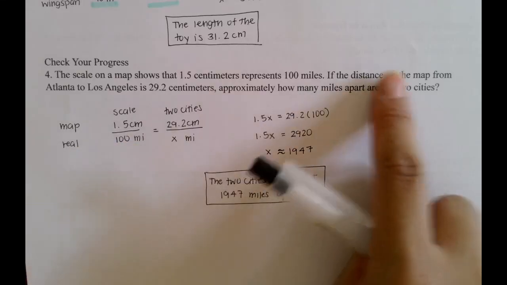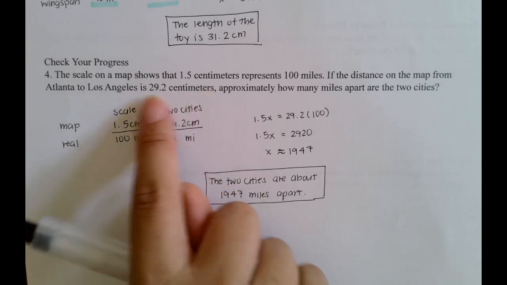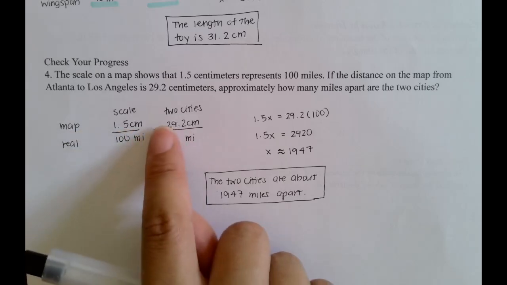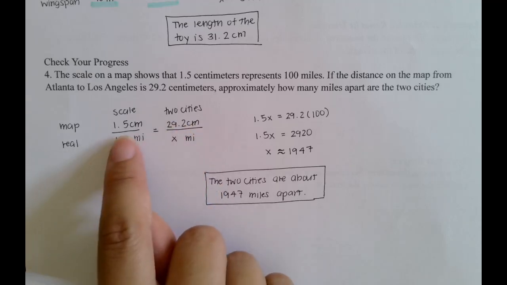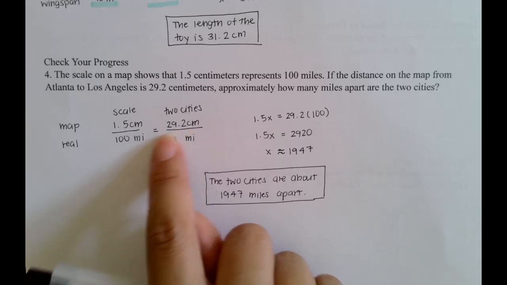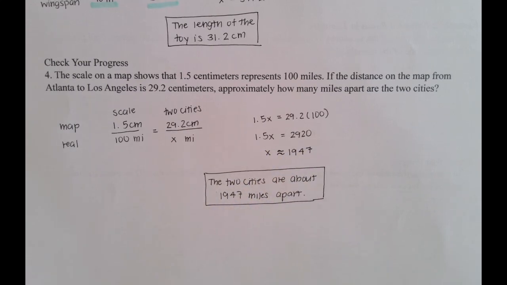Okay. So then, if we're talking about the distance from these two cities, Atlanta to Los Angeles, if on the map they're 29.2 centimeters, I'm going to put that on top where I put the other map measurement. And then that's going to be over my unknown real measurement. Okay. Then I cross multiply 1.5 times x equals 29.2 times 100. Okay. 29.2 times 100 is 2,920. Okay. Get rid of the times 1.5 by dividing by 1.5 on both sides, and that's approximately 1,947. And there you go.